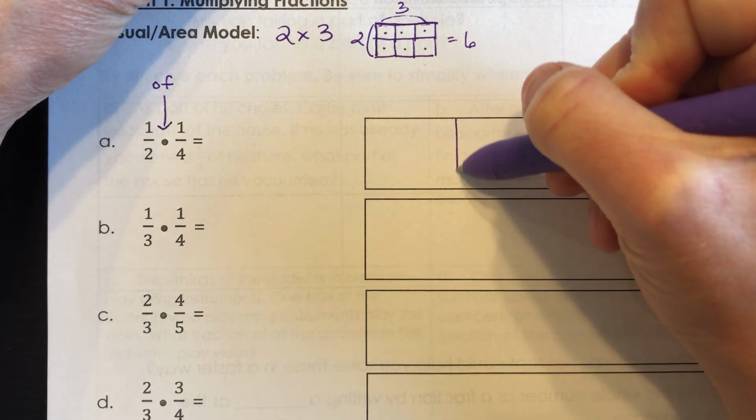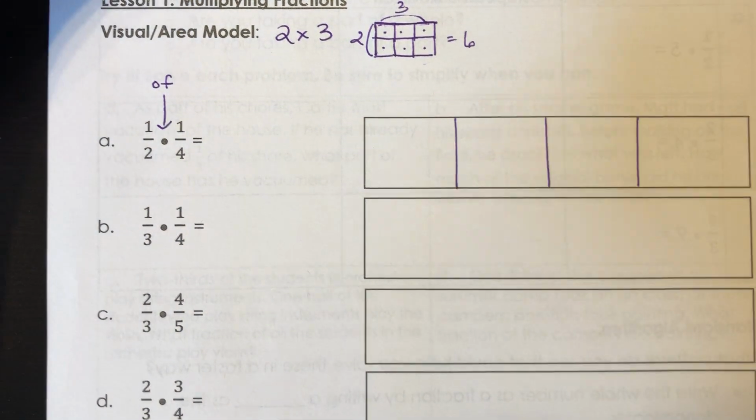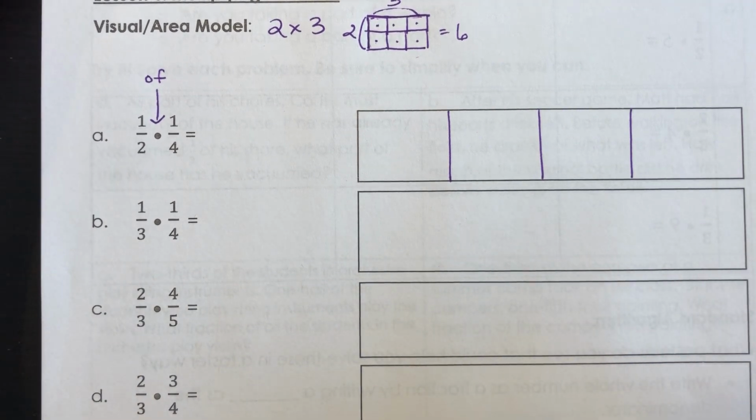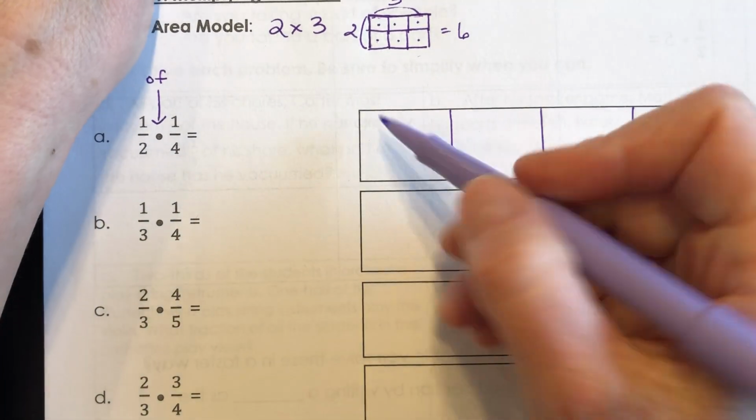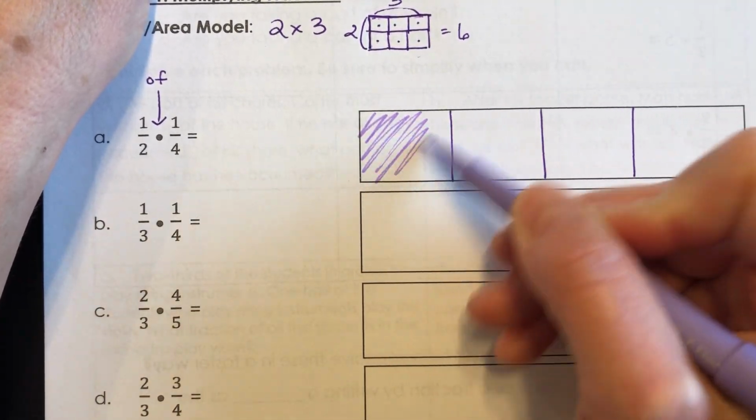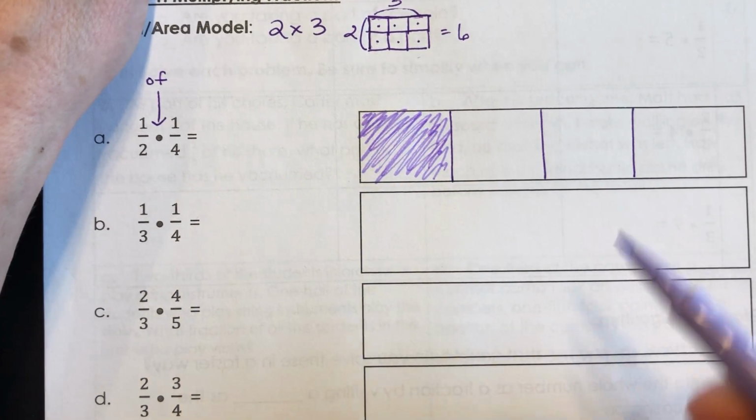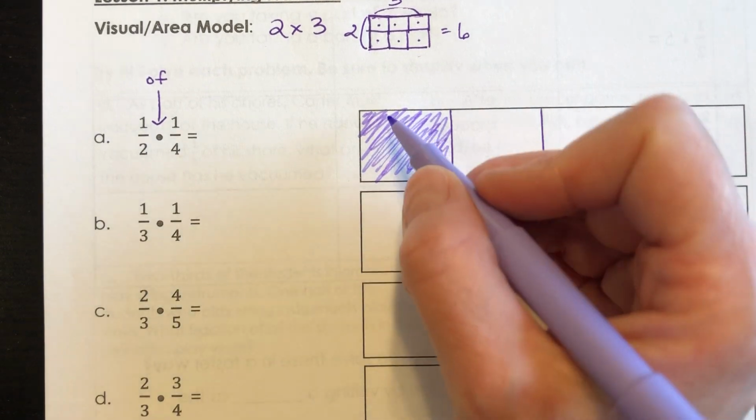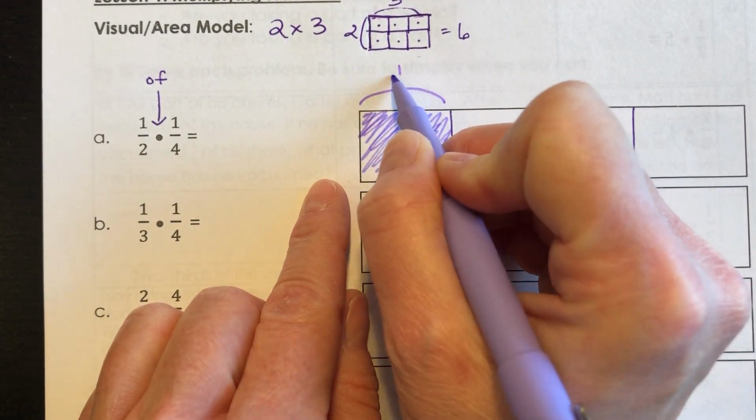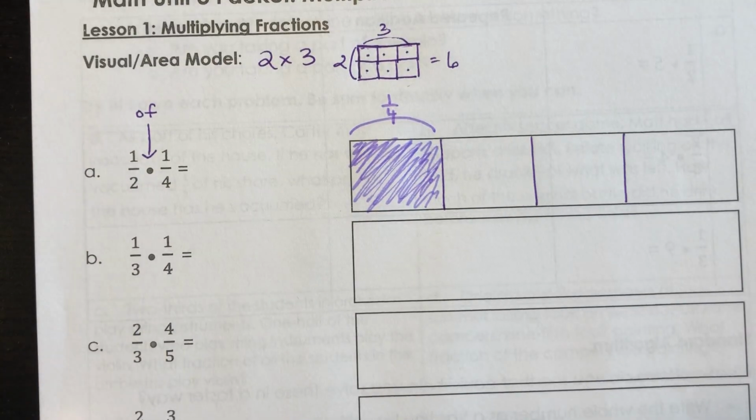I'm just gonna draw our lines in, and do your best to make them the same size sections, right? See, mine's like, this one's a little bit big, but just do your best. Doesn't have to be perfect. We can still get the idea. And if I wanted to show 1/4, I would just shade one of those pieces. So you just, with your pencil, can lightly shade in 1/4. So this right here is your 1/4, just like this up here was your 3.